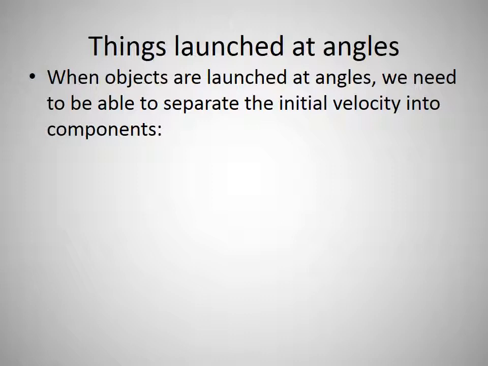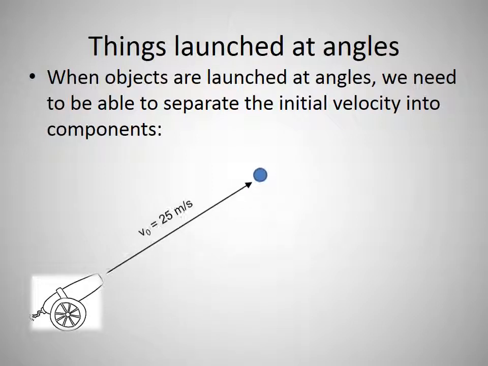When we launch things at angles, we also need to be able to separate the initial velocity into its components. So I'm going to do a picture here as an example. So if we were to shoot something from a cannon with an initial speed of 25 meters per second, that's at some kind of angle to the ground. So we can't just use that in an equation, because there's actually two parts that make that speed up. We draw a triangle on this, then it becomes obvious we have to do some trig. Let's say that's 30 degrees there.